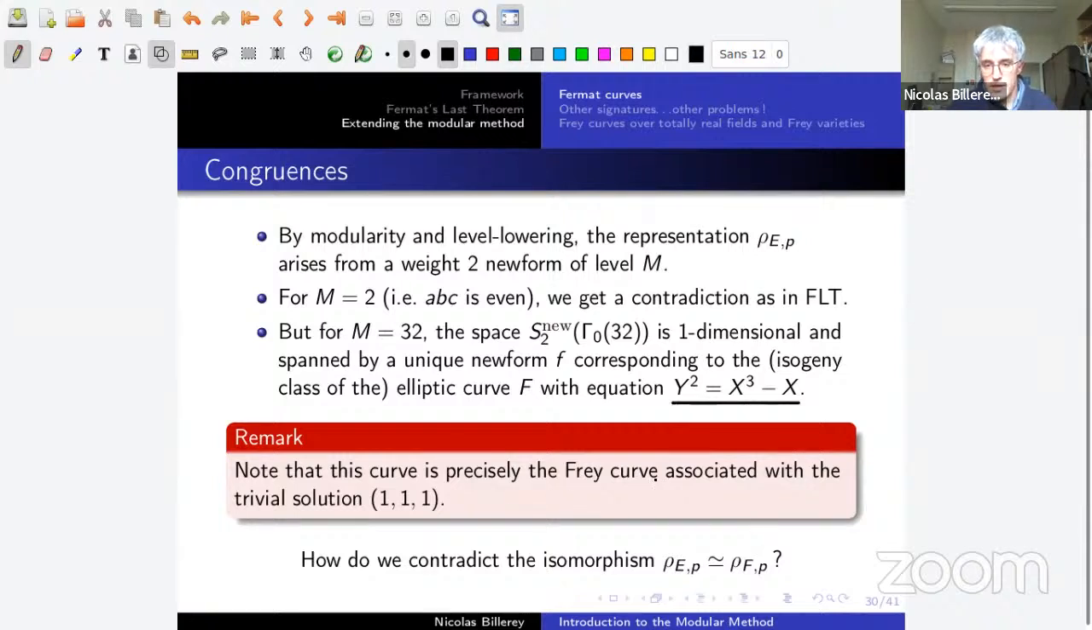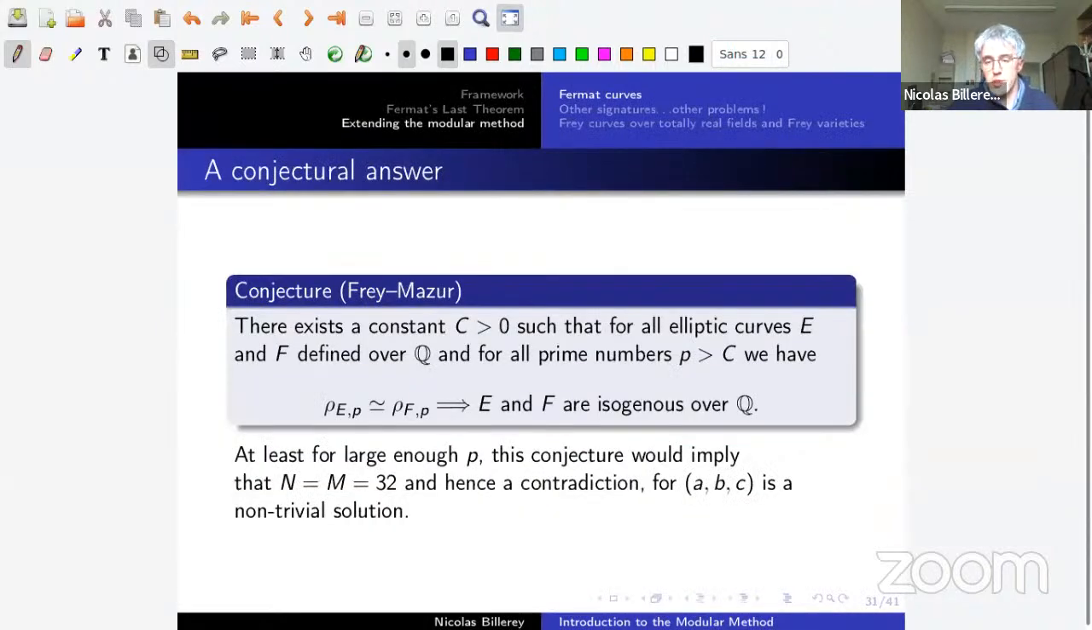And you can notice here that F is actually precisely the Frey curve that corresponds to that specific solution. So F is nothing but E of (1, 1, 2) and (1, 1, 1). So that trivial solution here turns out to be the non-trivial problem, okay? So we want to contradict that isomorphism. There is a conjectural answer to that, but it's again very, very widely open. So here's the conjecture by Frey and Mazur.